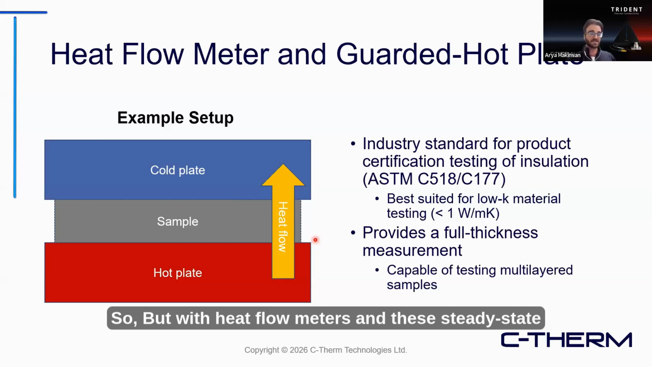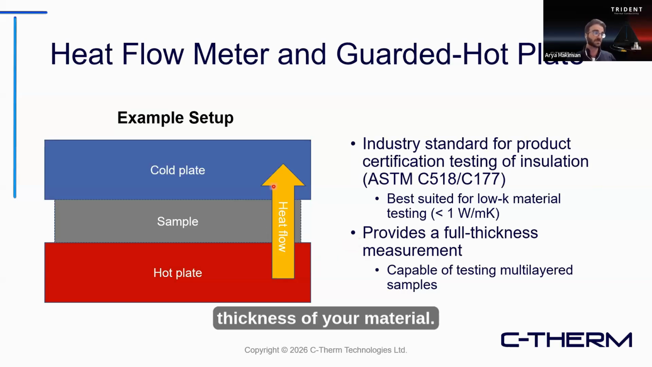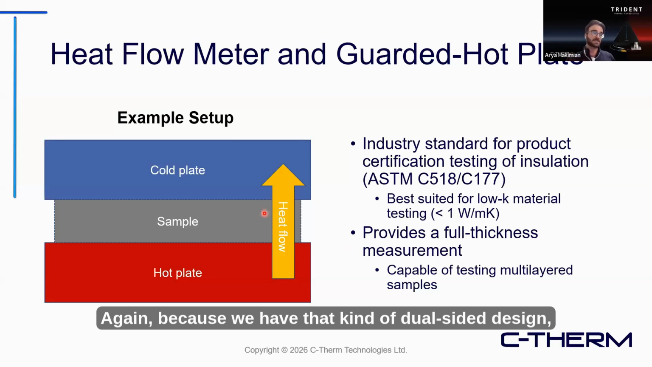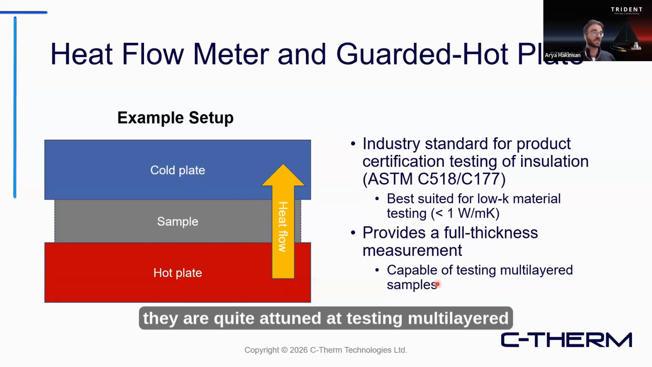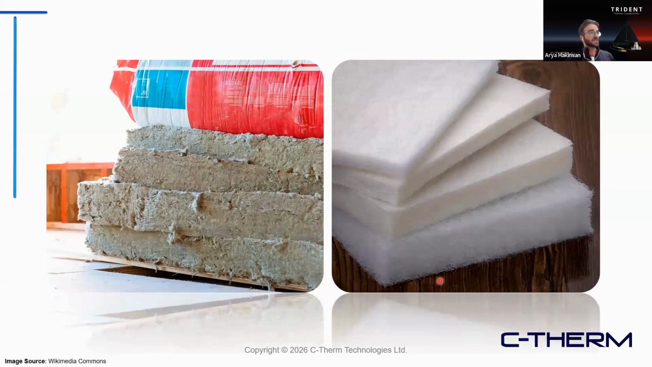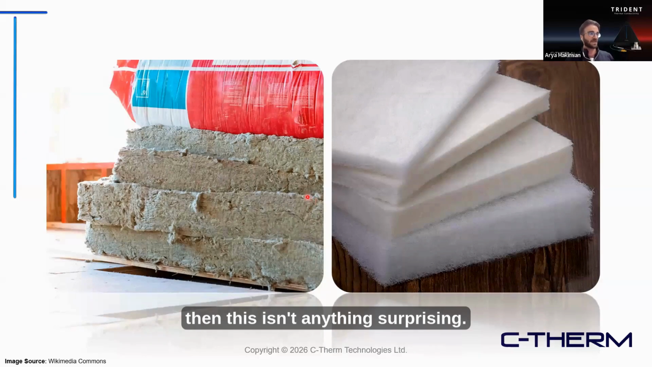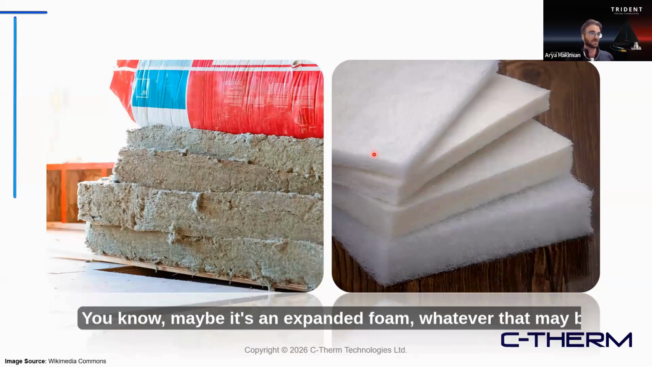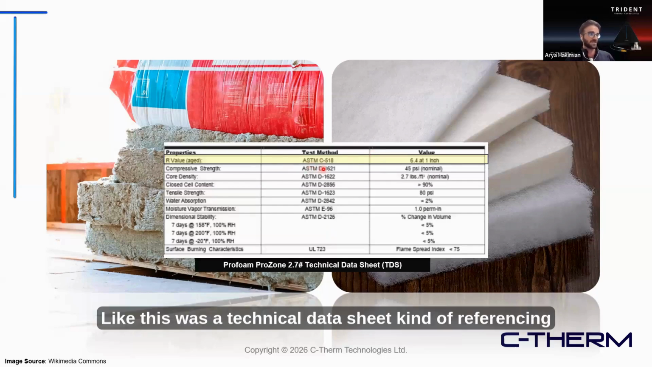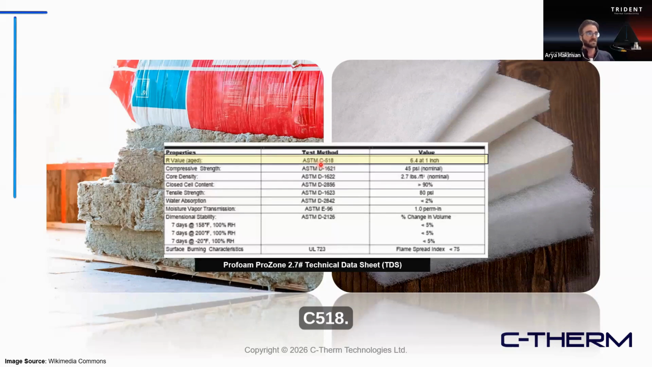Some other things that we'll talk about in terms of all the methods here: with heat flow meters and these steady state approaches, a nice benefit is they do measure through the entire thickness of your material. Because we have that dual-sided design, the measurement is going through the entire piece. And because of that, they are quite attuned at testing multi-layered samples. If you're familiar with insulation, then this isn't surprising, but different types of construction materials like rock wool, maybe an expanded foam, whatever that may be. Very common test, like this technical data sheet referencing C518.